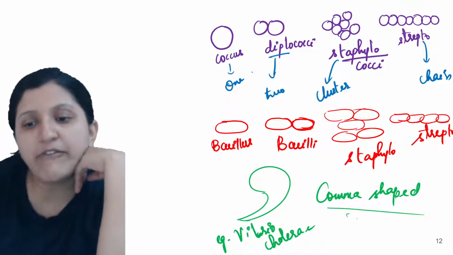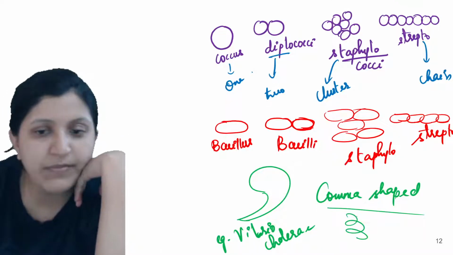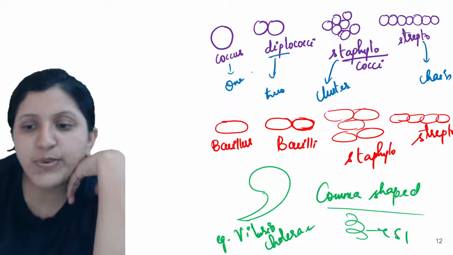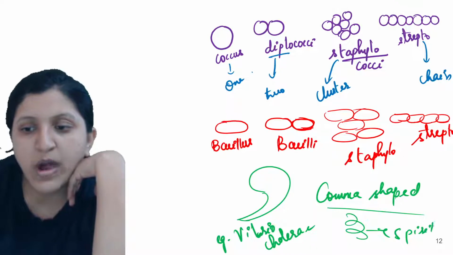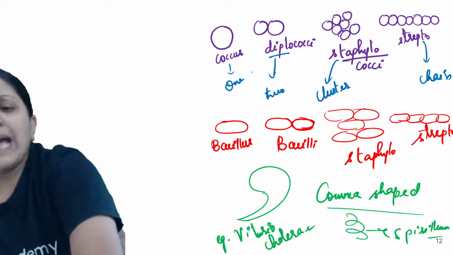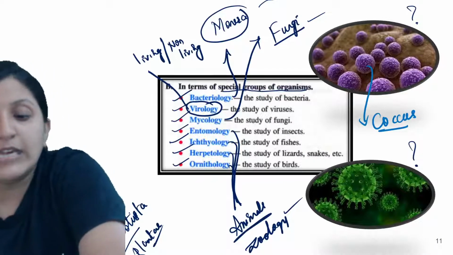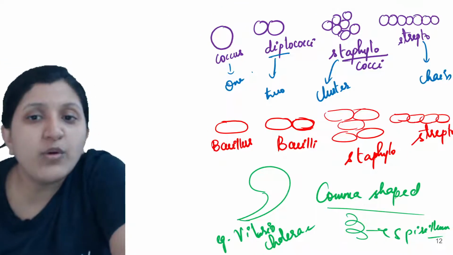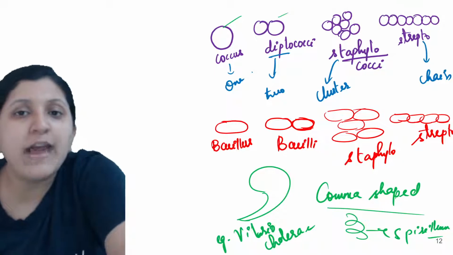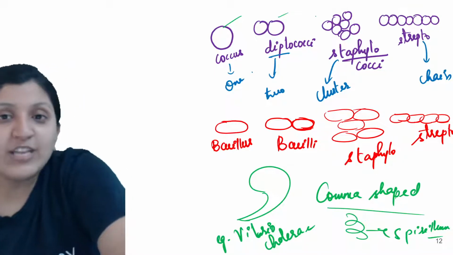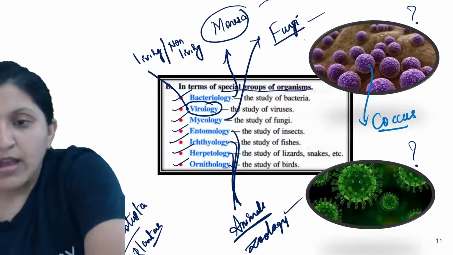In the same way we have one more, that is a spirilla. This one is a spirillum. This is also a type of bacteria. As such, we can find different bacteria, which vary in their size and shape, and based on their arrangement a particular name is given.